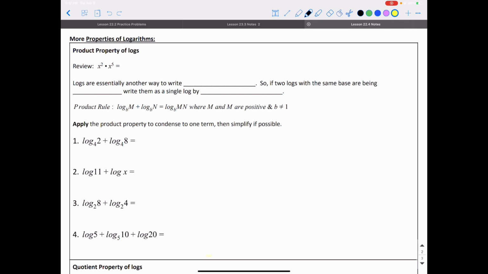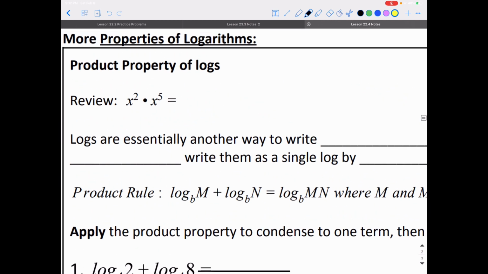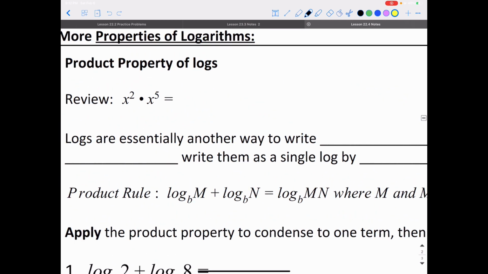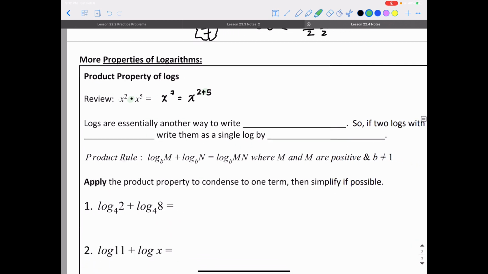Let's talk about some other properties of logarithms, one being the product property of logs. We'll review by going over what is x squared times x to the 5th power. If I'm multiplying two things with the same base together, what's going to happen with their exponents so I can simplify? X squared times x to the 5th power I know is x to the 7th power because I'm doing x to the 2 plus 5 power. I'm adding the exponents together when I multiply two things with the same base.